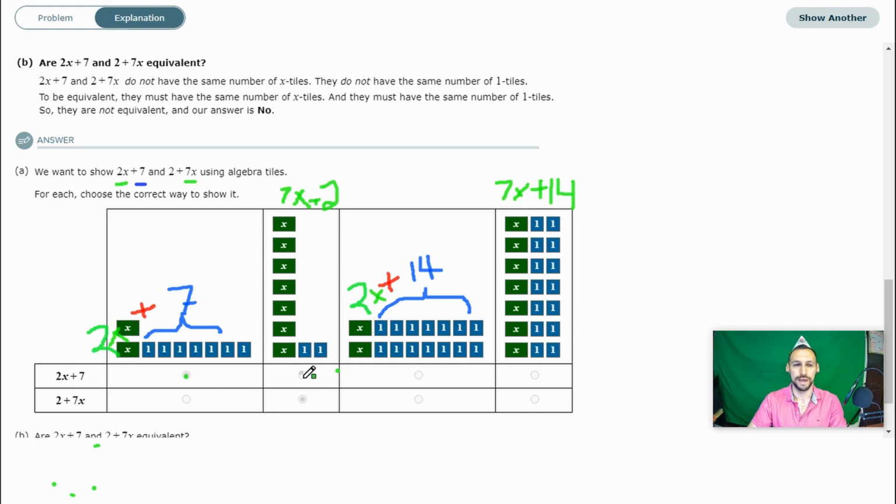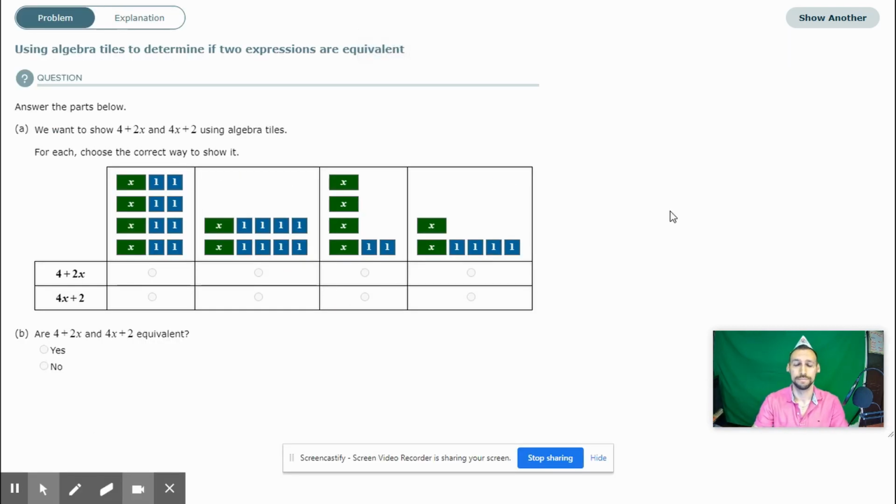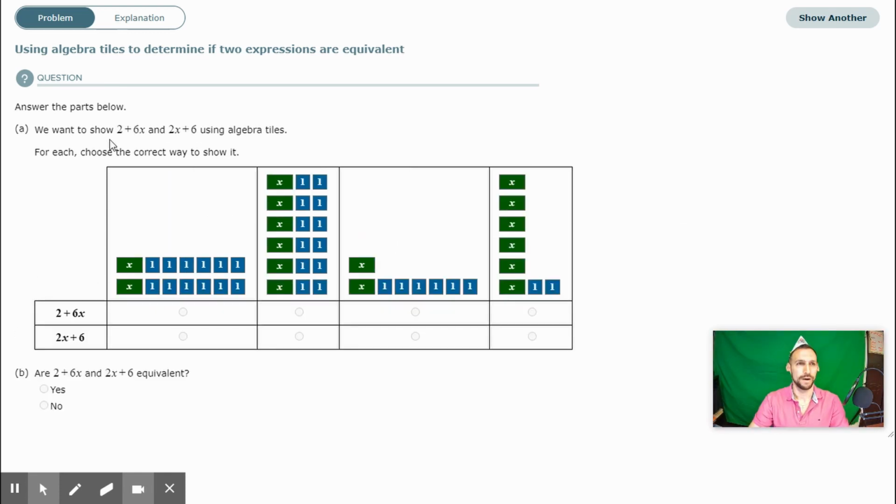So we certainly would have this as our second answer. So let's go back and actually do some of these problems together. Another one. All right, we want to show 2 plus 6x and 2x plus 6. Do you see the pattern here? It's just transposing, or reversing, the two terms.